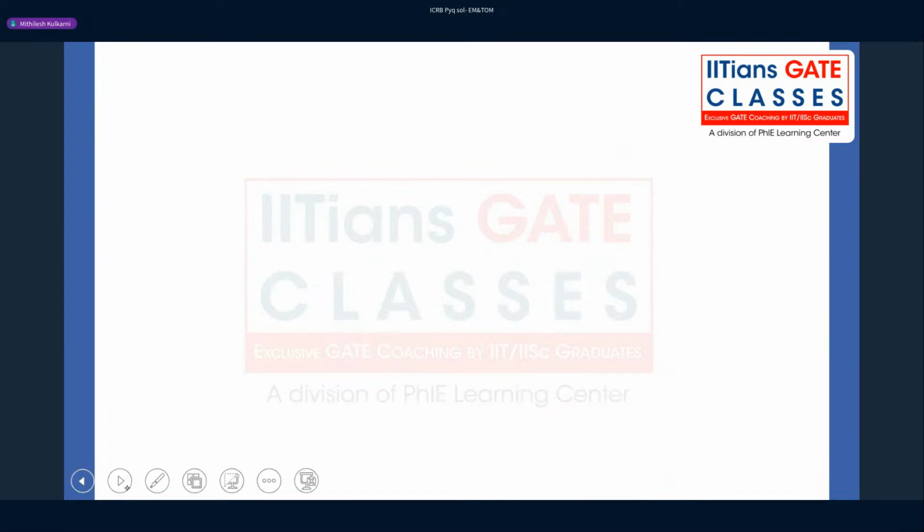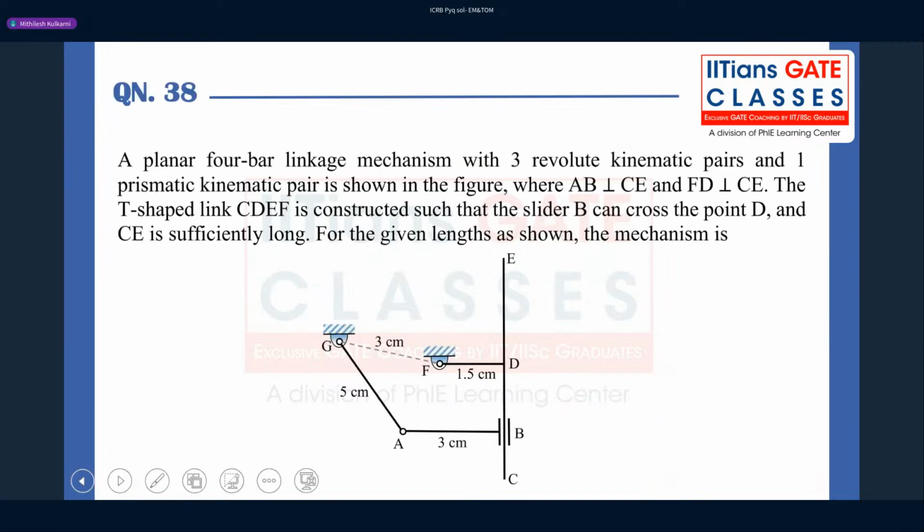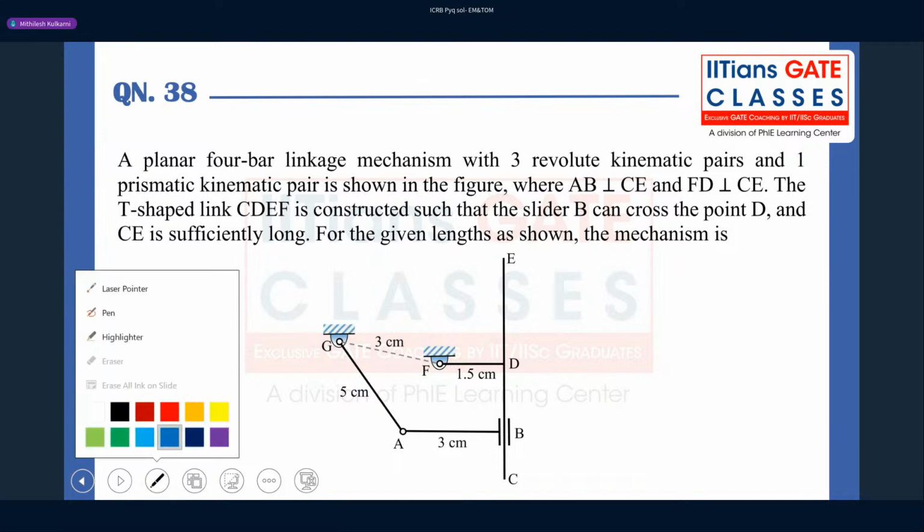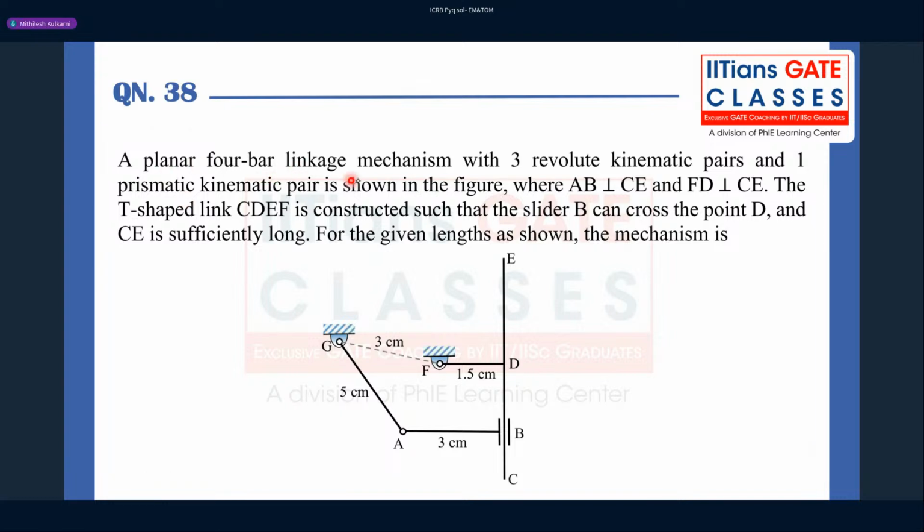Okay, coming towards the next question. This is from the theory of machines, mechanisms and machines chapter, the first chapter of the subject. Let's see what it says. Planar 4-bar linkage mechanism with 3 revolute kinematic pairs. So this is a revolute pair, this is also a revolute pair, and this is also a revolute pair, and one prismatic kinematic pair. This is the one we are talking about, shown in the figure.